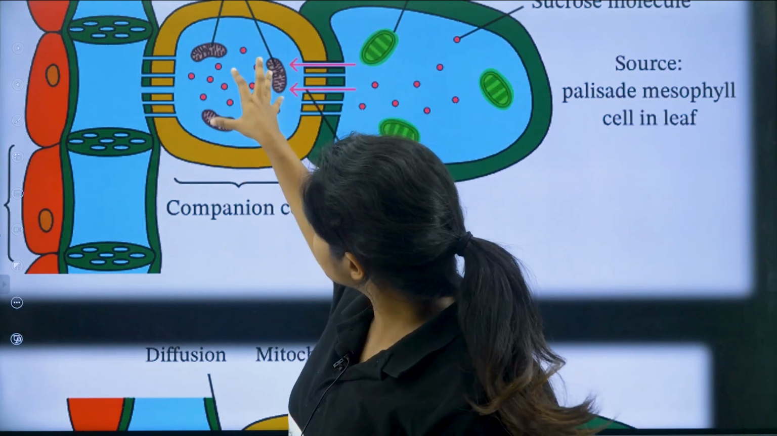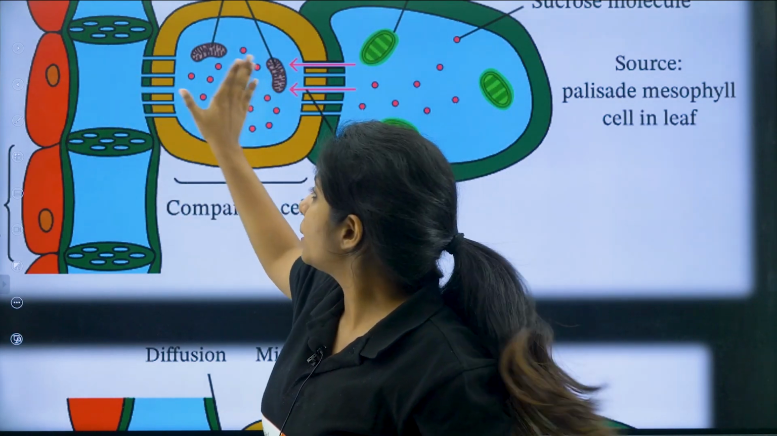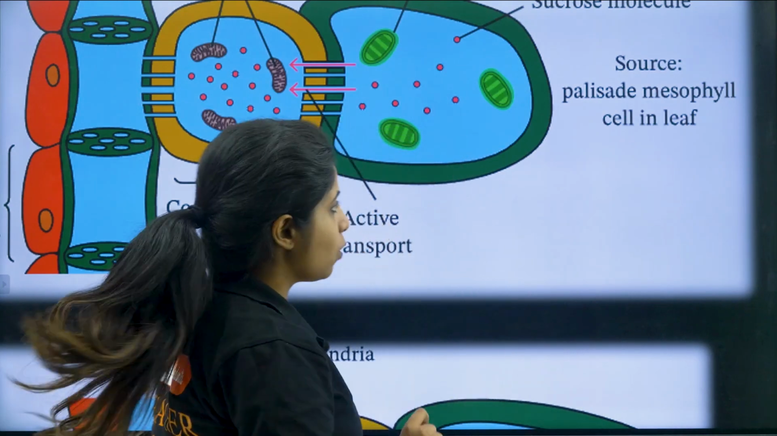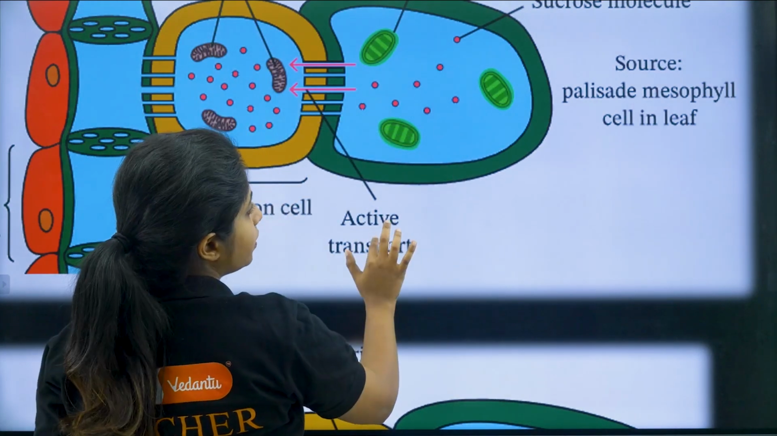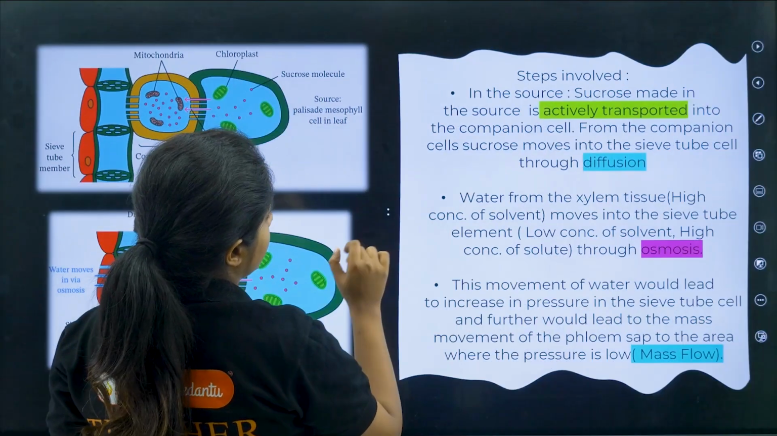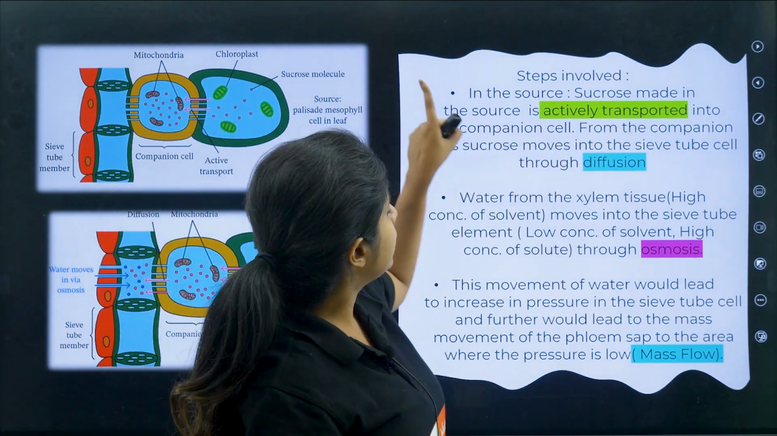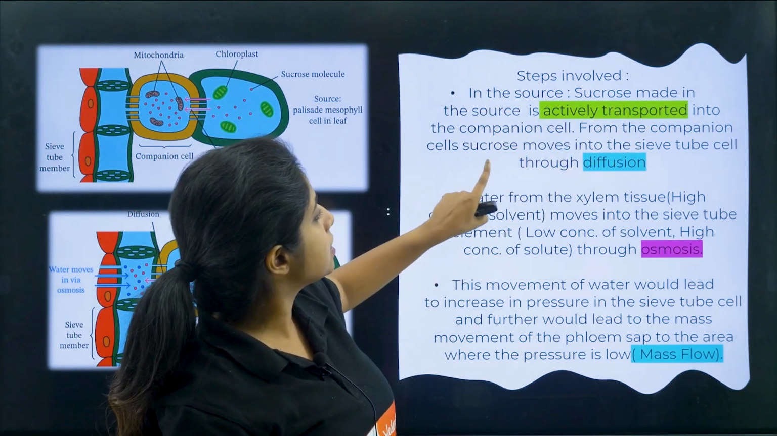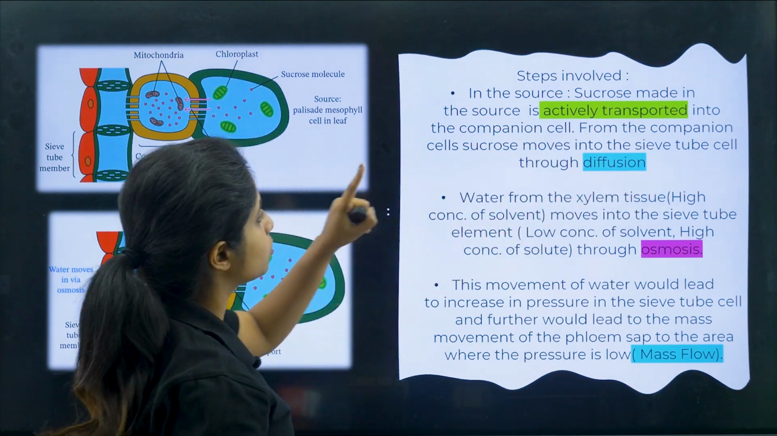Sorry, and then from here to here also things will be going. So just suppose that everything is over here, that is in the sieve tube cell. Now what will happen? From the companion cell, things have moved there. Sucrose made in the source is actively transported into the companion cell. From the companion cell, sucrose moves into the sieve tube cell through diffusion.